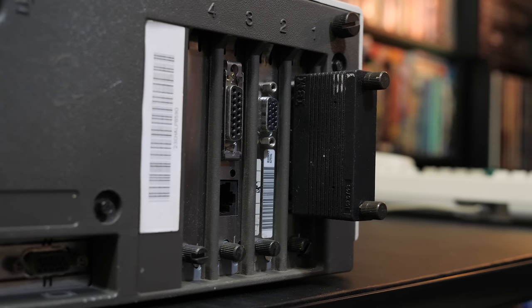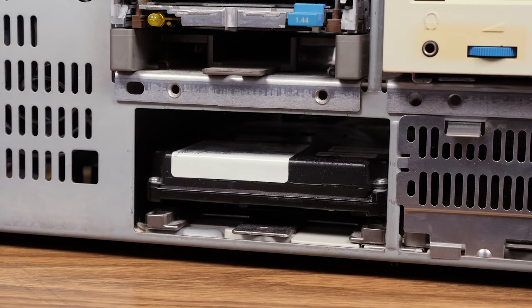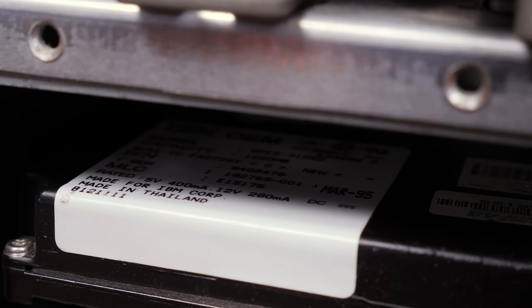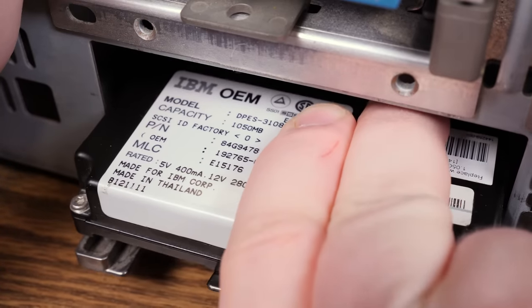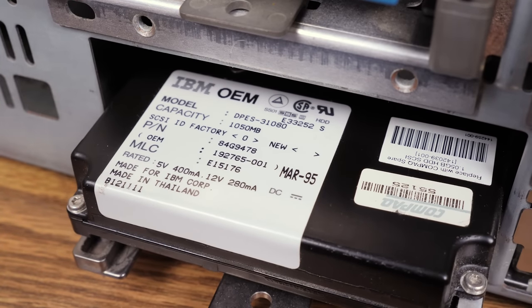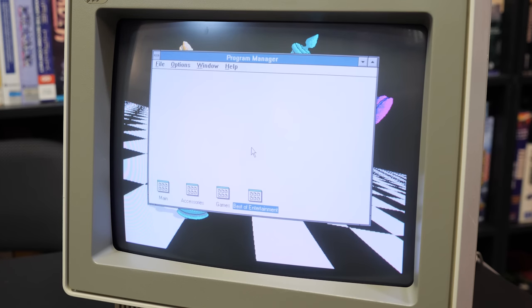A SCSI interface was provided as well, which controlled a 3.5-inch half-height hard disk with 80, 160, or 320 megabyte capacities. Mine has once again been upgraded to the 1GB drive, which was indeed an option at the time. This one obviously is a later drive, but if it had been done in late 1990, it would have been around $2,500. Installed on the disk was IBM PC DOS 5.0, as well as the optional Microsoft Windows 3.0.